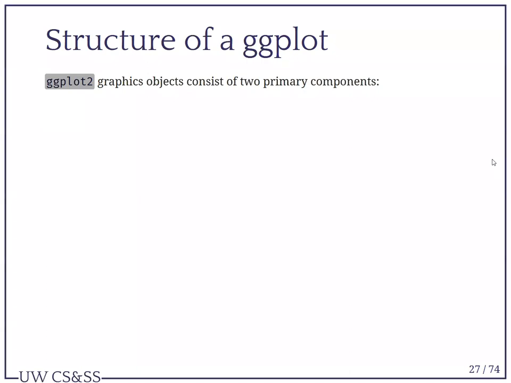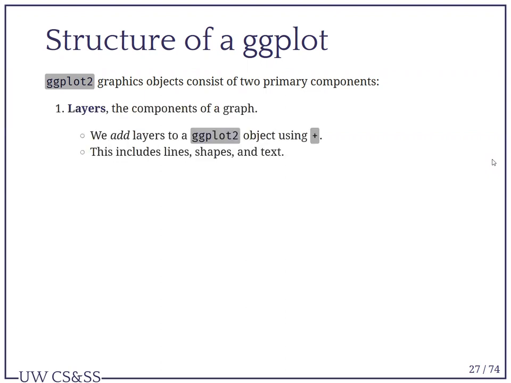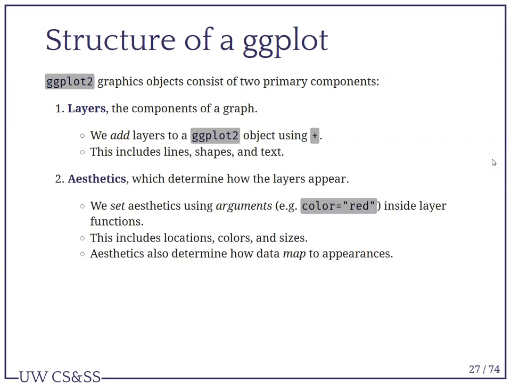So let's talk about the structure of a ggplot and what it is that we just saw. ggplot2 graphics objects consist of two primary components. The first of which are layers. These are the components of a graph. We add layers to a ggplot2 object using the add sign. This includes things like the lines that we want drawn, the shapes of dots, text that we want in our graphical space. The second thing are the aesthetics, which determine how the layers appear to the viewer.